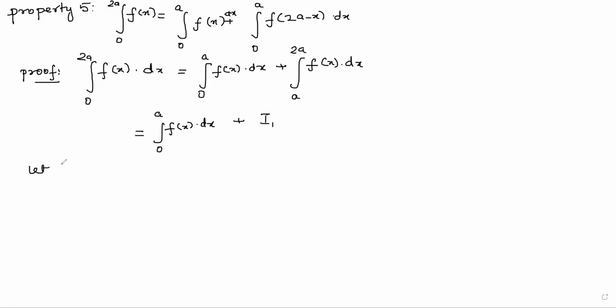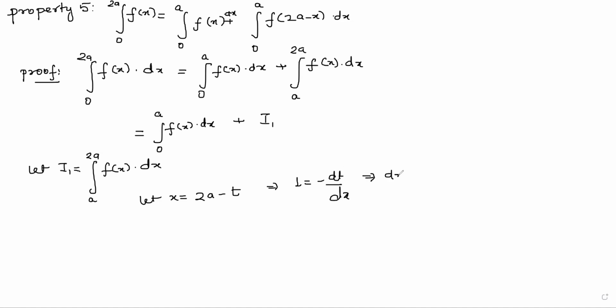So let I1 is equal to integral a to 2a f(x) dx. Okay, a to 2a f(x) dx. Now let x is equal to 2a minus t. Now differentiate this. 1 is equal to minus dt by dx. So we will get dx is equal to minus dt. Now this will give us I1 is equal to, in place of x we can write 2a minus t. In place of dx we can write minus dt.